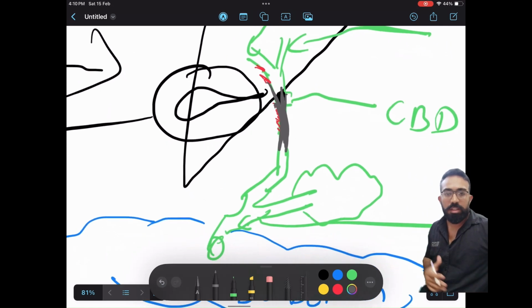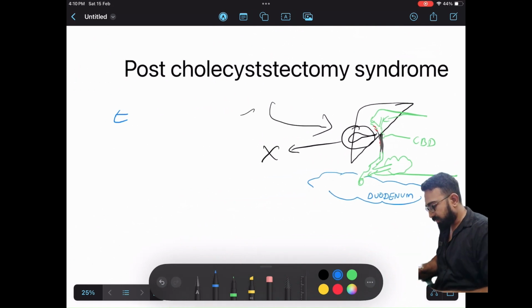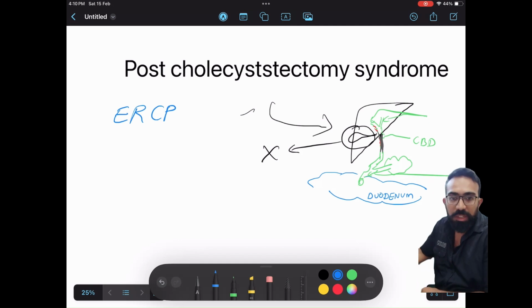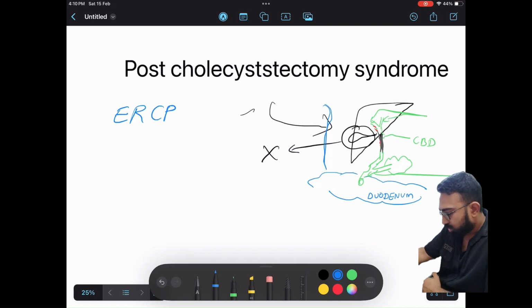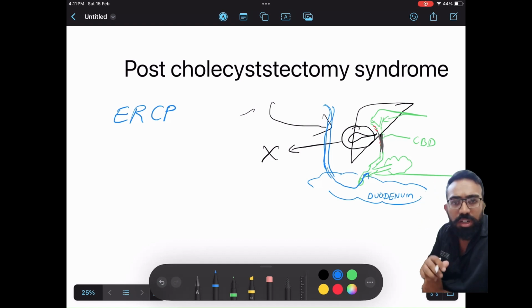Then what is the treatment? The treatment is that you go in again via ERCP. You repeat the ERCP. By the way, I hope that you all know that ERCP is endoscopic retrograde cholangiopancreatography. So you again go through the endoscope. You take your endoscope. This is your endoscope. You visualize here whatever is the problem.